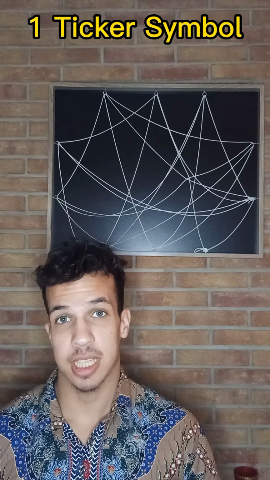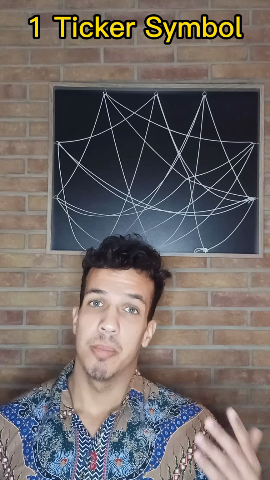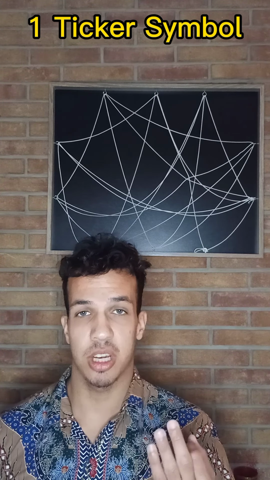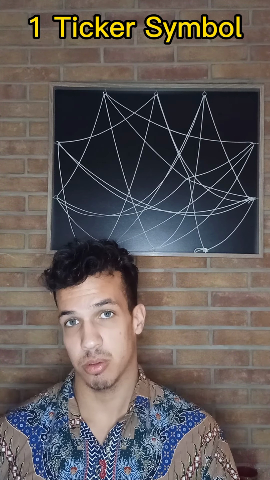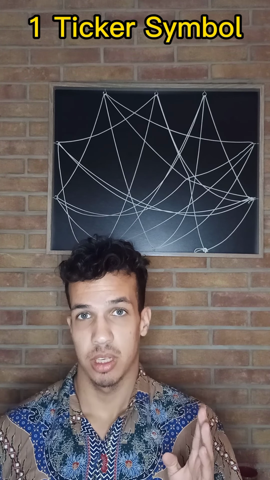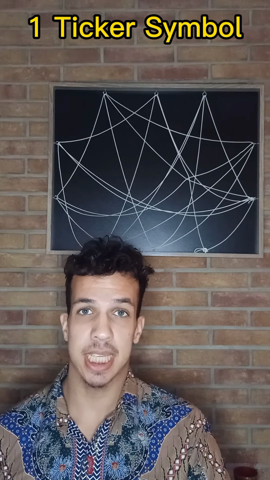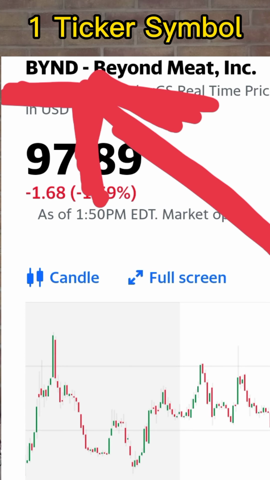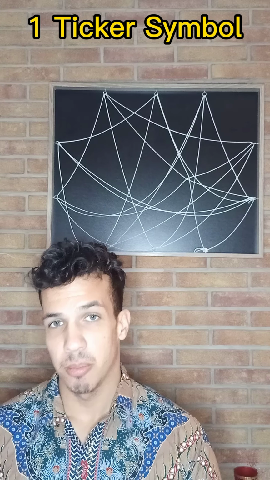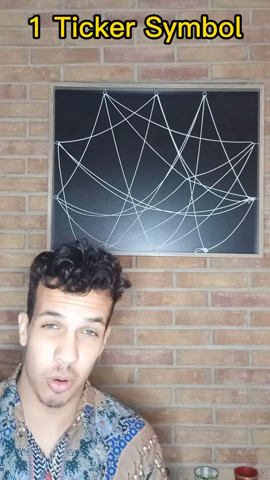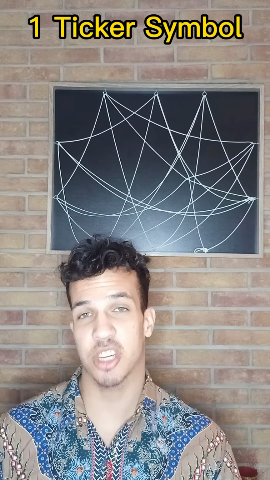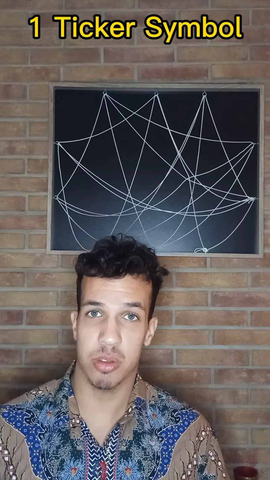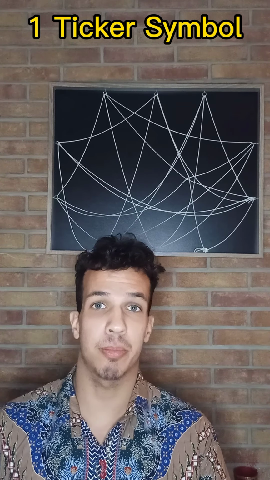First word is ticker symbol. Basically, a ticker symbol is usually a 3-letter or 4-letter symbol that represents the stock you're talking about. For example, for Beyond Meat, the ticker symbol is BYND. A ticker symbol is recognized across stock exchanges and everything. It's an easier way for us as investors to identify a particular company.